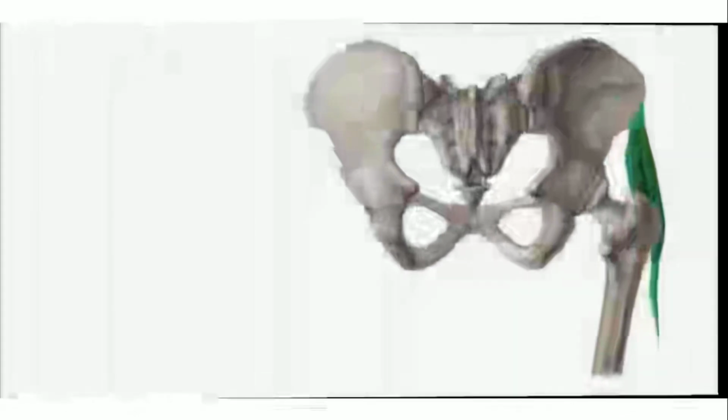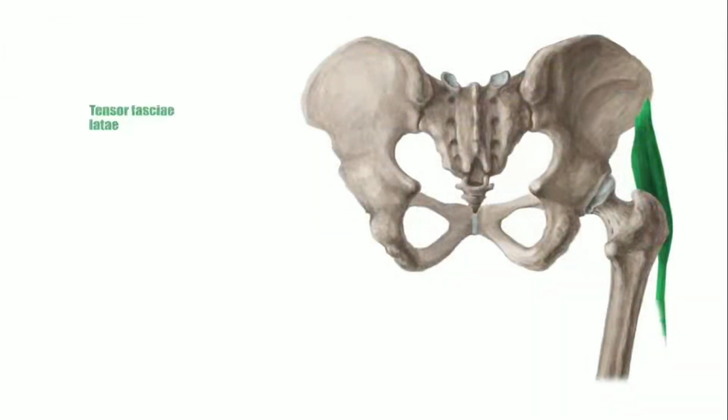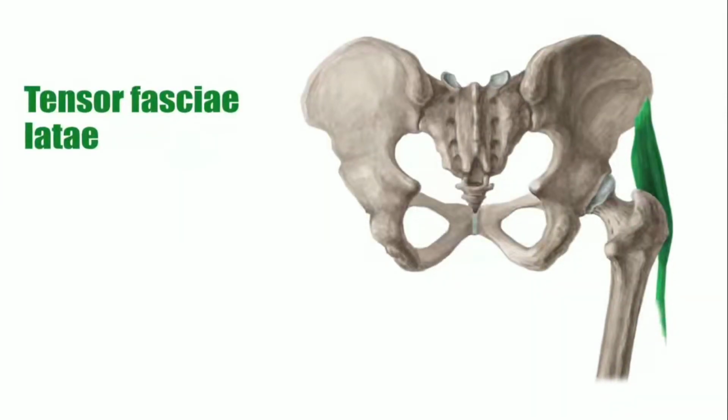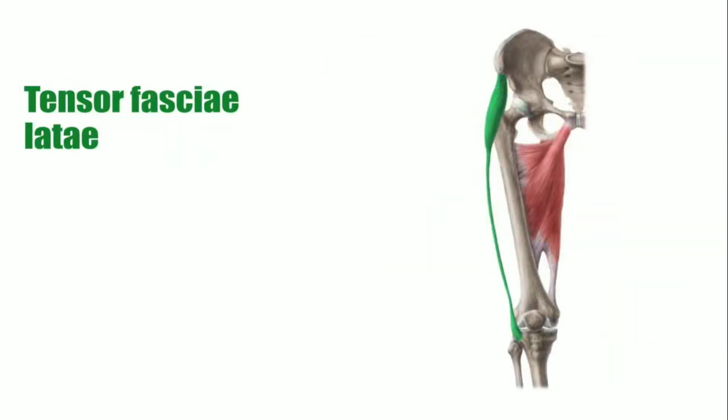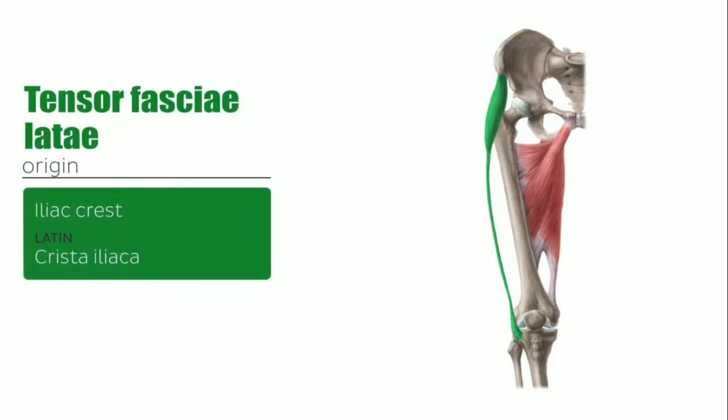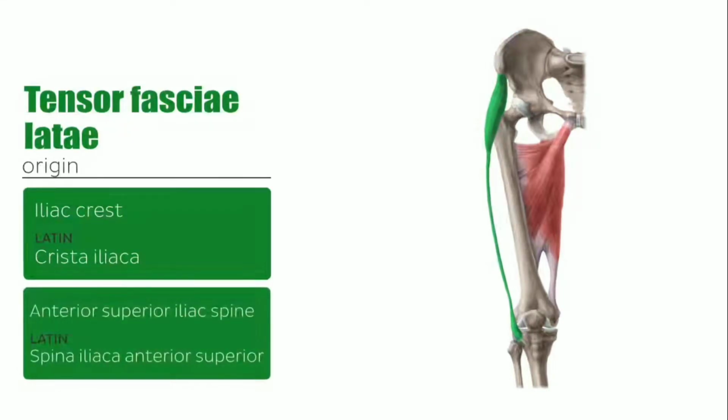Next muscle on our list is this one seen here highlighted in green, known as the tensor fasciae latae. This is a thin muscle that lies above all hip muscles and can be easily palpated at the side of the hip, especially in athletes. As origin points, we're going to look at two. The first one is the iliac crest, and the other one is the anterior superior iliac spine, which you can also see here on this image.